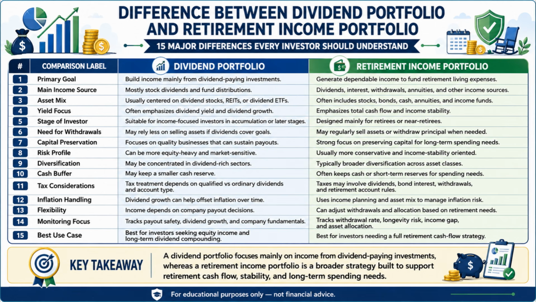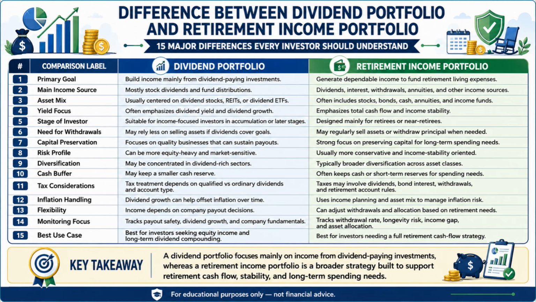Number 2. A dividend portfolio usually earns income mostly from stock dividends and fund distributions, whereas a retirement income portfolio may generate income from dividends, interest, withdrawals, annuities, and other sources. Number 3. A dividend portfolio is often centered on dividend stocks, REITs, or dividend ETFs, whereas a retirement income portfolio usually includes a broader mix such as stocks, bonds, cash, annuities, and income funds.